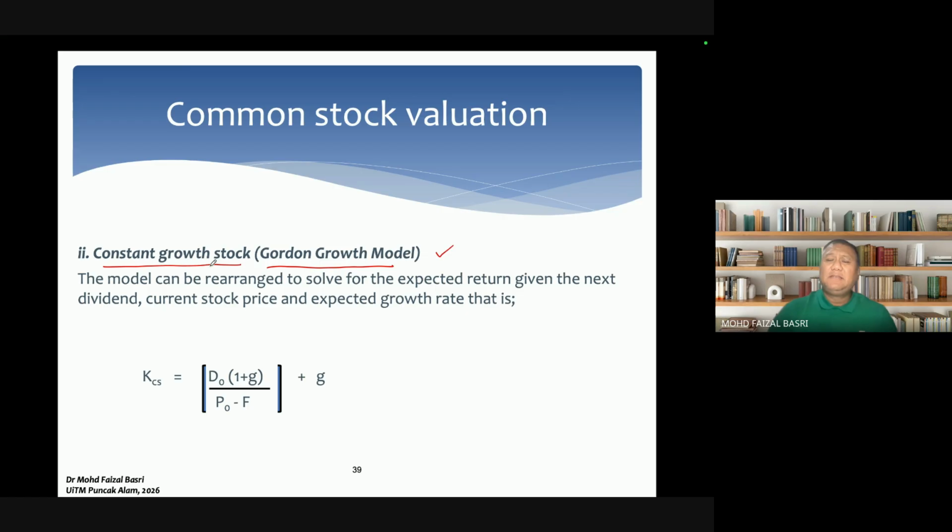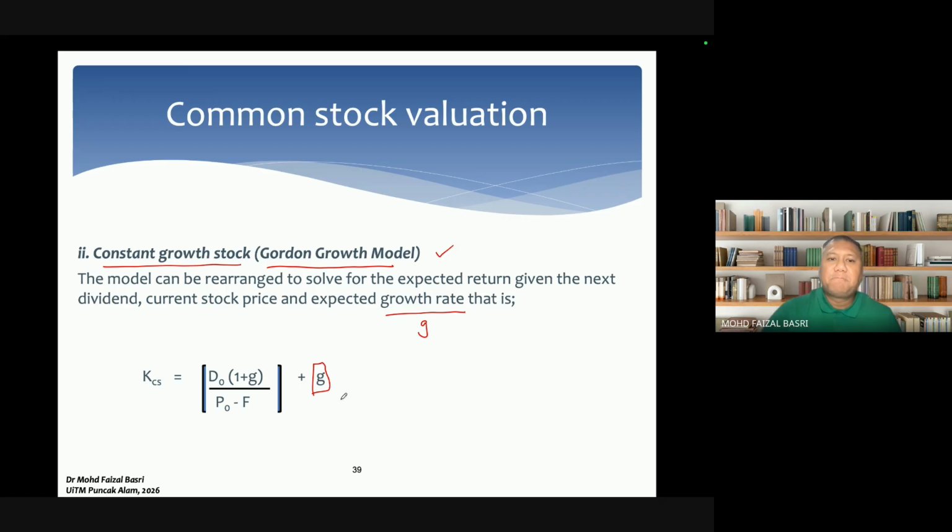So what does it mean? Kita akan assume dalam model ni that the dividend will be growing at a certain rate. Dia akan bertambah pada satu constant growth rate. Okay, the growth rate. This growth rate dilabelkan sebagai G. So this G is the growth rate.